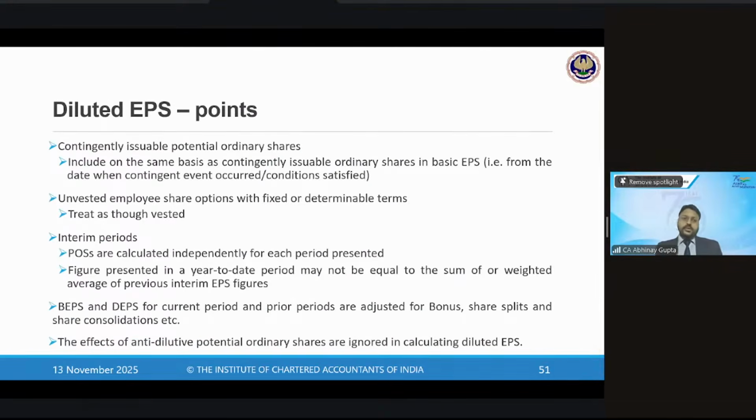Few more points on the diluted earning per share. Contingently issuable potential ordinary shares, always include them on the same basis as contingently issuable shares in the basic earning per share from the date when the contingent event occurred or conditions satisfied.